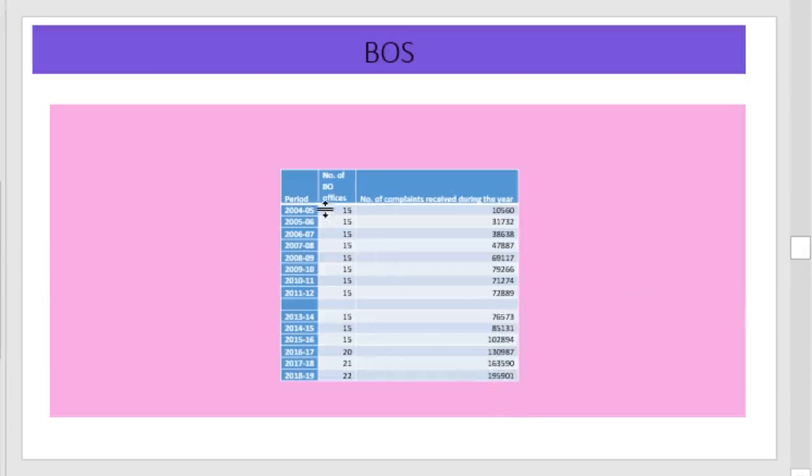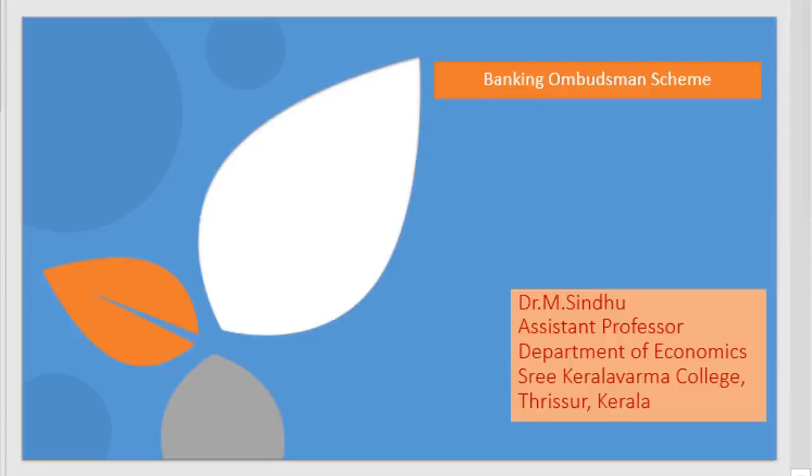We can see the number of bank offices increased from 15 in 2005 to 22 in 2018-19, and the number of complaints increased from 1,05,050 to 1,95,901. This is about the Banking Ombudsman Scheme. This is a grievance redressal mechanism for customers regarding their banking services.